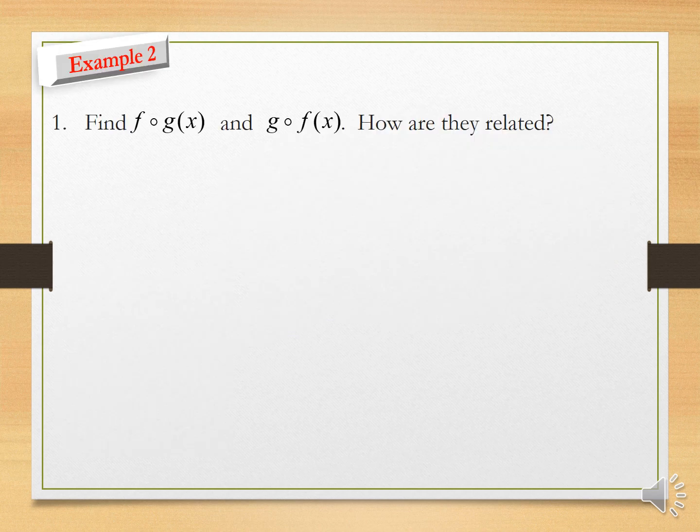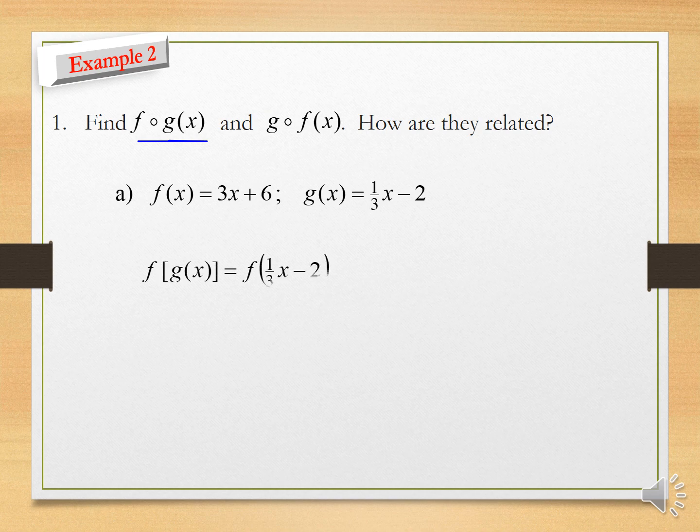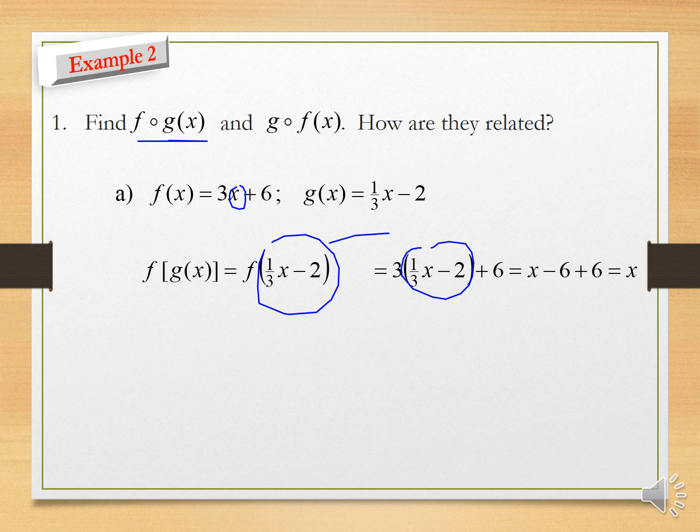Example 2. Find f composite g of x and g composite f of x. How are they related? Let's find f composite g of x. If f(x) equals 3x plus 6 and g(x) equals 1 over 3x minus 2, then fg(x) equals f of the input 1 over 3x minus 2, which is the g(x) function. Now this is the new input for function f. Therefore, we change the input of function f, becoming 3 times 1 over 3x minus 2, plus 6. Simplifying this, we get x.